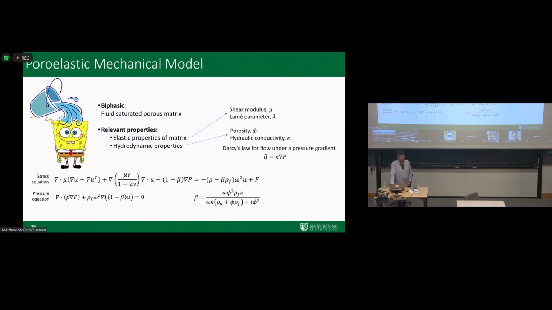So the terms here are the porosity and the hydraulic conductivity. The hydraulic conductivity is very interesting because it's the proportionality constant for Darcy's law, which tells you how much flow you'll get given a pressure gradient. Poroelastic equations are here below. They look very similar to the viscoelastic equations with just some extra terms.